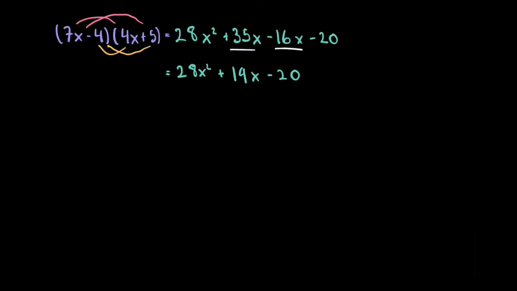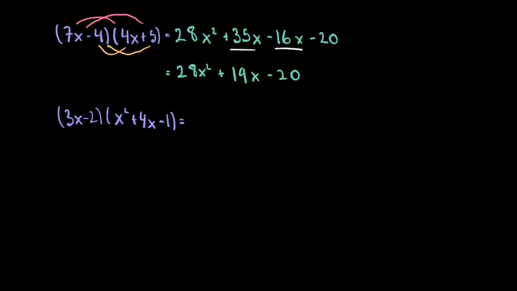Let's try a slightly harder example now. We're going to multiply a binomial by a trinomial. We're going to do 3x minus 2 times x squared plus 4x minus 1. How do we solve this? Well, unfortunately, we can't use the FOIL method anymore because FOIL is just for when we're multiplying two binomials. But we could still apply a very similar logic.